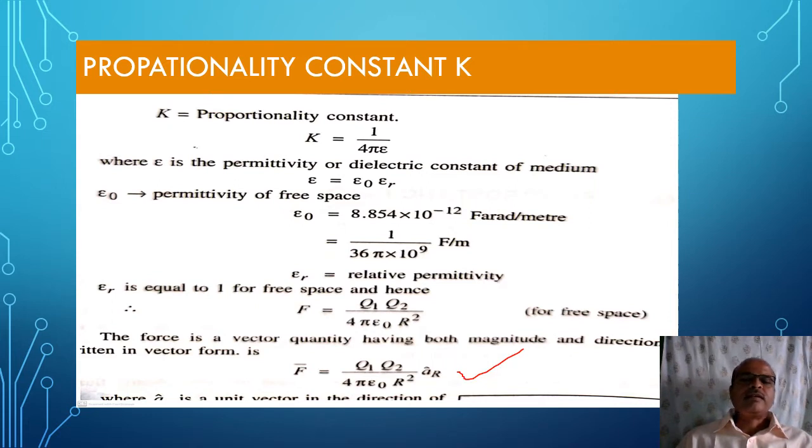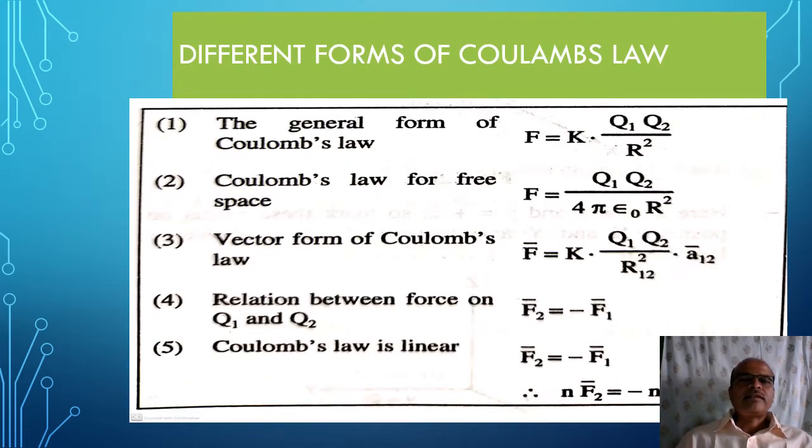So in the exam, state and prove Coulomb's law. So this is the statement, and this is the proof of Coulomb's law. Next, different forms of Coulomb's law. We have different forms of Coulomb's law. The general form of Coulomb's law is F is equal to K into Q1 Q2 upon R square. Coulomb's law for free space is given by F is equal to Q1 Q2 upon 4 pi epsilon 0 R square.